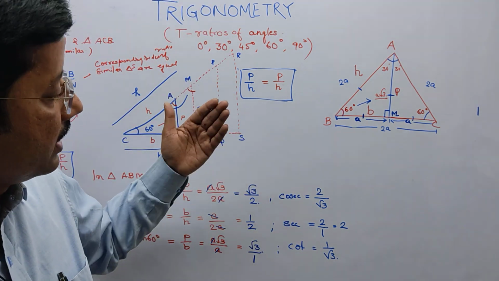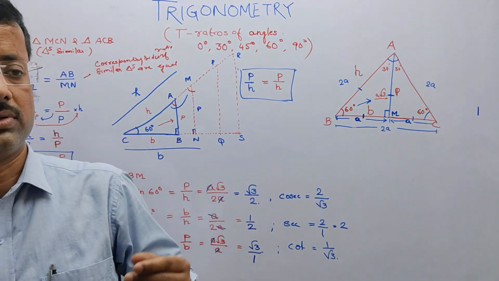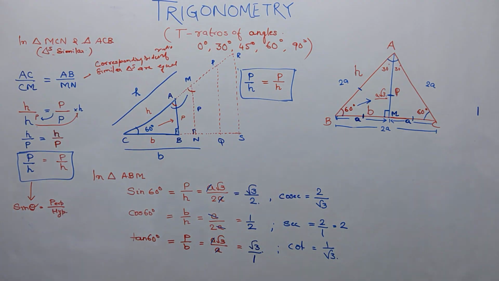Now in the next class we are going to discuss the T ratios for the 30 degree angle, then we will find them for 0 degree, then 90 degree and 45 degree.